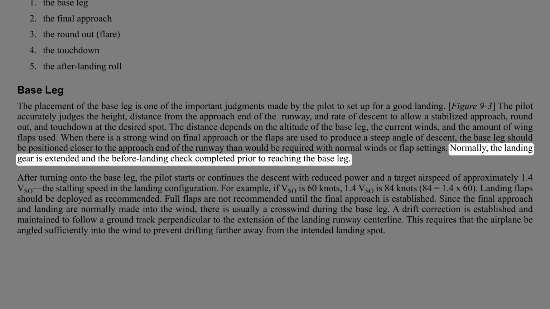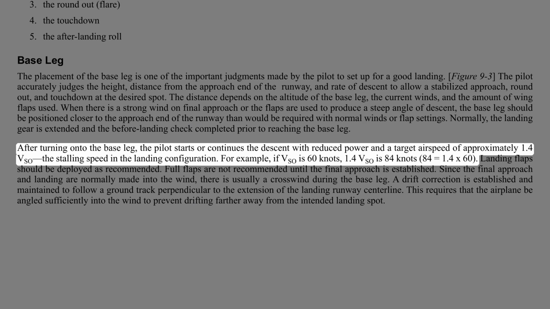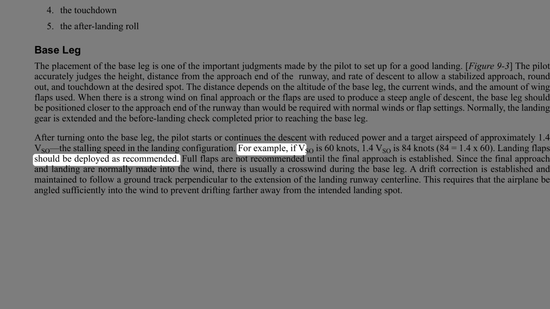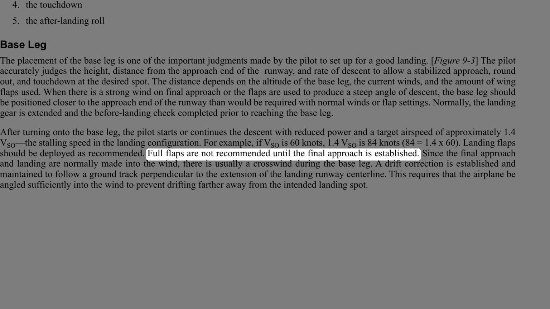Normally, the landing gear is extended and the before landing check completed prior to reaching the base leg. After turning onto the base leg, the pilot starts or continues the descent with reduced power and a target airspeed of approximately 1.4 VSO. If VSO is 60 knots, 1.4 VSO is 84 knots; 84 equals 1.4 x 60. Landing flaps: VSO is the stalling speed in the landing configuration. If these should be deployed as recommended, full flaps are not recommended until the final approach is established.